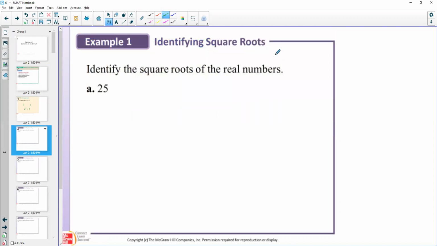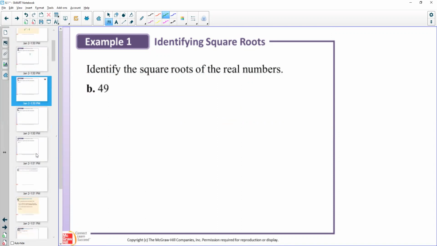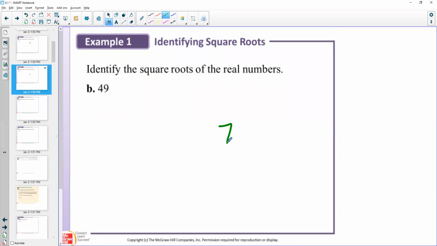What is the number squared that makes 25? Well, it's 5, right? What's the number squared that makes 49? 7, right? What is the number squared that makes 0? Well, that's a weird one, isn't it? It's just 0 because you can't hurt it, right? No matter what you do to 0, you still have 0. What is the number squared that makes -9?